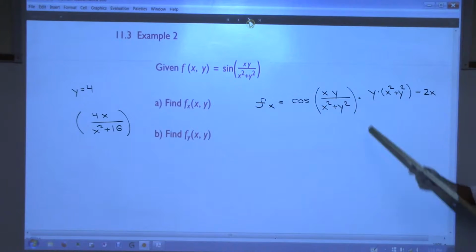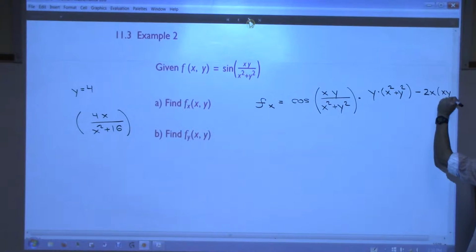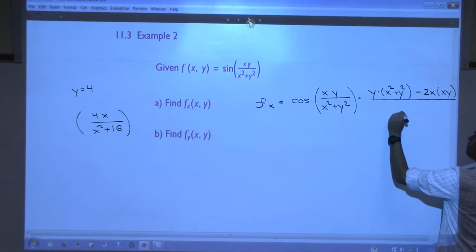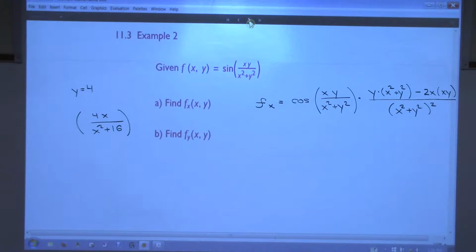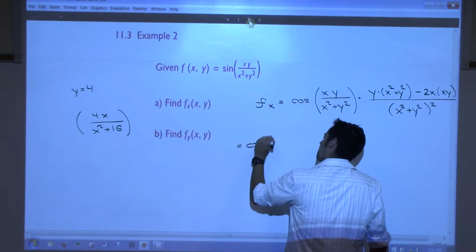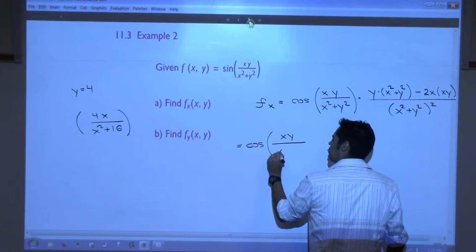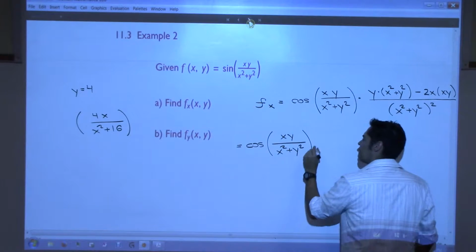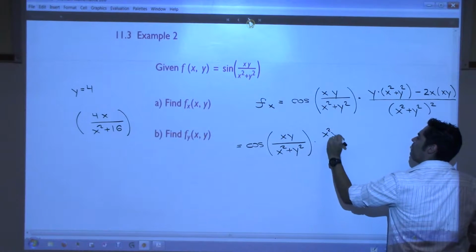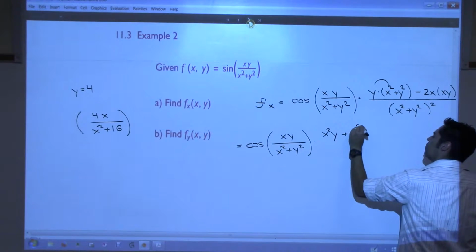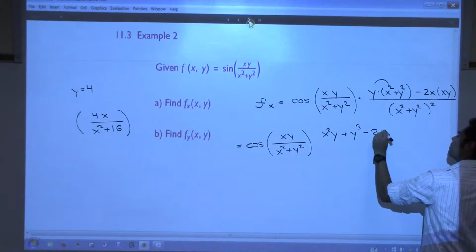So 2x plus 0. And then times the top, xy. I don't need that in parentheses, but I'll put it there. And then the entire thing over x squared plus y squared squared. And I'll try and do a little cleaning up here. Does anyone have any questions over where any of those pieces came from? Up here? Let's see, I'm going to have x squared y, that's distributing, plus y cubed, minus 2x squared y.